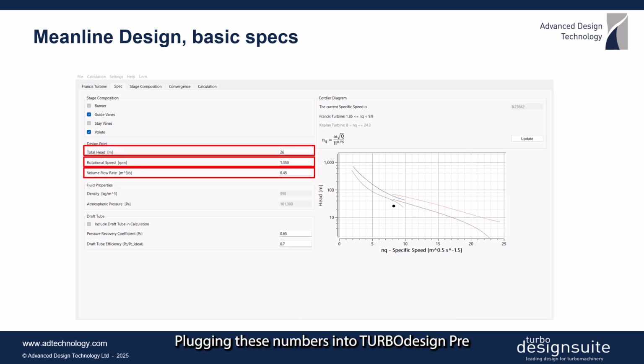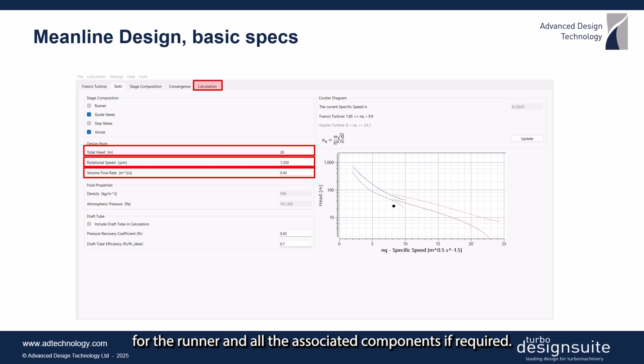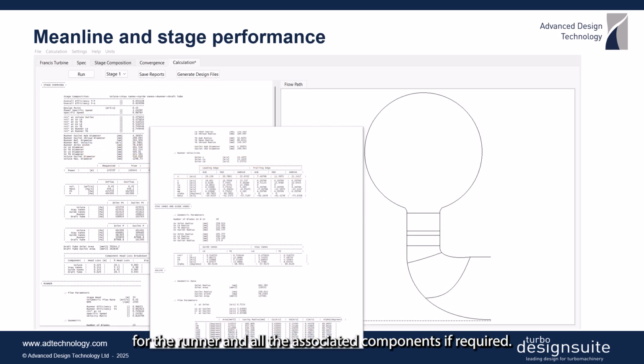Plugging these numbers into TURBOdesign Pre, plus some other details about the working fluid, the inlet conditions, and how the stage should be configured, results in a complete 2D stage design for the runner and all the associated components if required. The volute, stay vanes, and guide vanes.